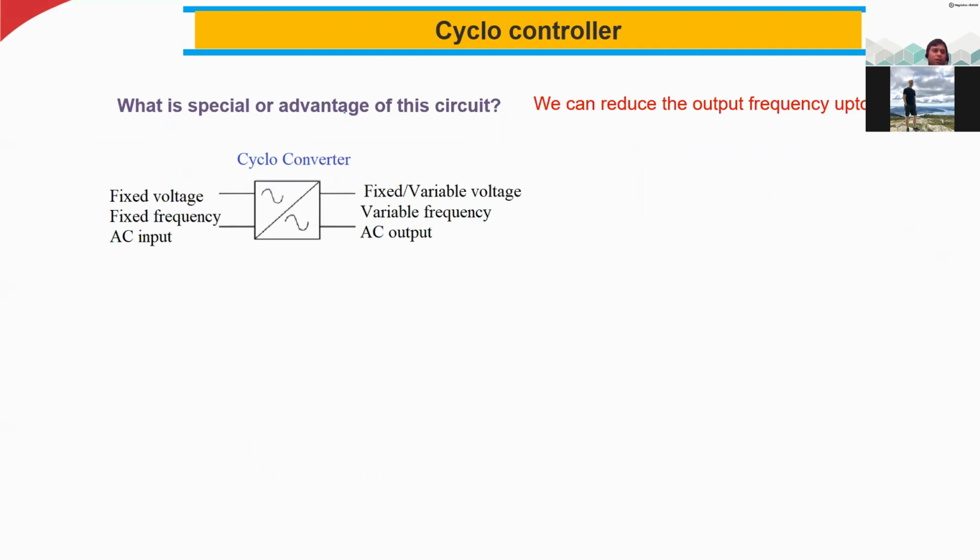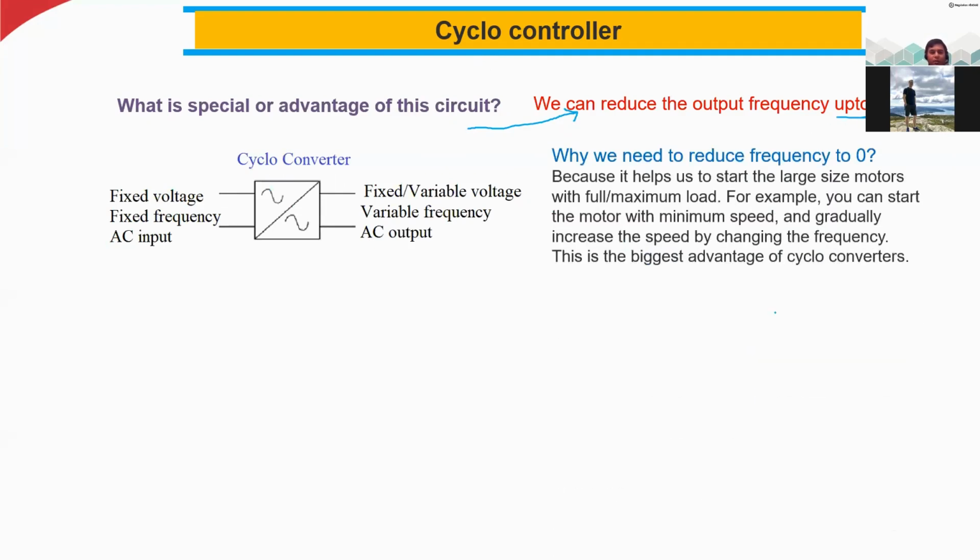What is the special advantage of this circuit? We can reduce the output frequency up to 0. You may wonder why we should reduce the output frequency up to 0. It means no cycles at all. Because it helps us to start large motors with full or maximum load, because we have so many applications in industry.